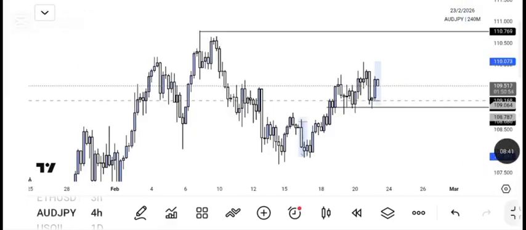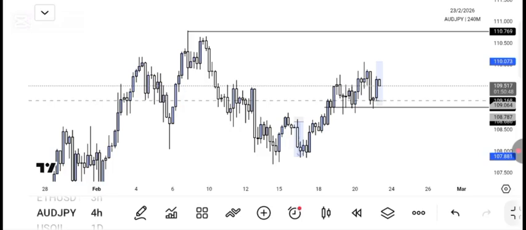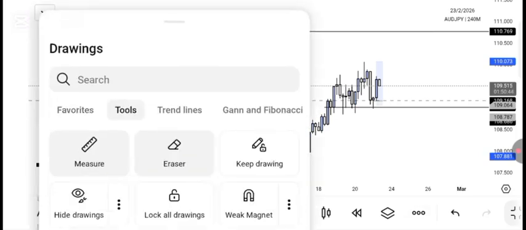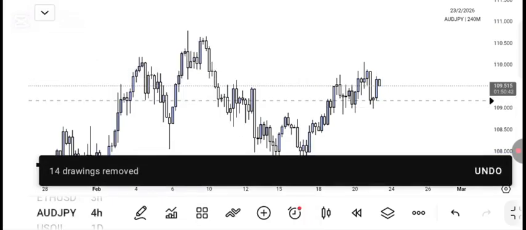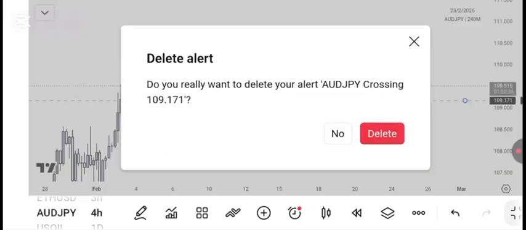All right, so guys, look at this now. This is AEDJPY. Let me try and remove all these things. Let me try and delete all these things. Clear this thing. No hold on. Right. Let me show you. Remove this alert. Sorry guys, my network is not really that good. So you just bear with me.